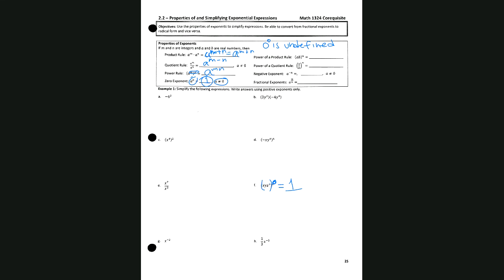Going back to our fill-in-the-blank statements, we have the power of a product rule. This is like a combination of the product rule but also the power rule. In this case, what we need to do is distribute the exponent, in this case n, to both the a and the b.